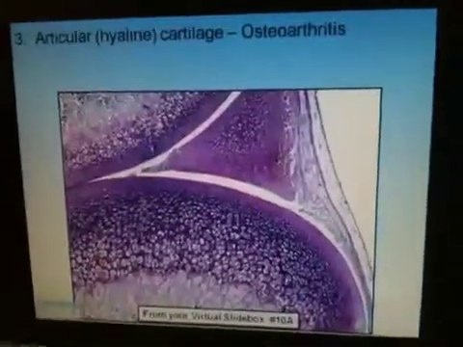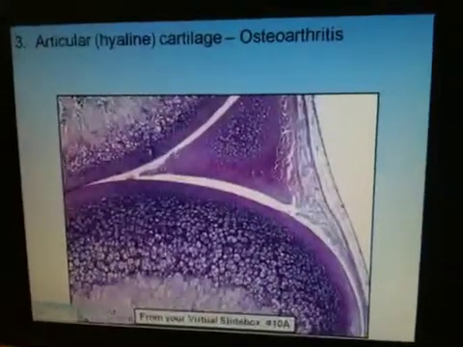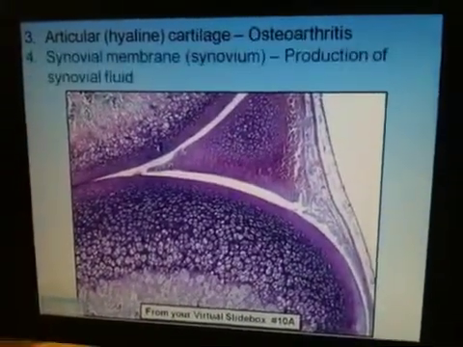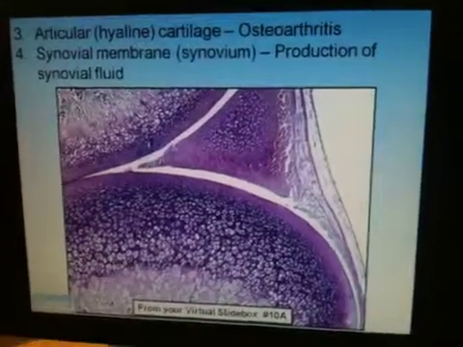Number 3, this is articular or hyaline cartilage. And the disorder is osteoarthritis. Number 4 is the synovial membrane, or synovium, with production of synovial fluid.